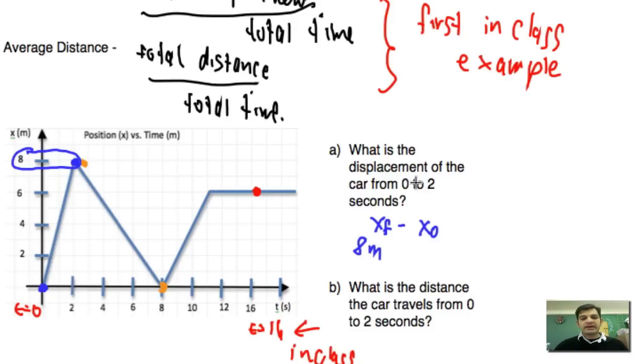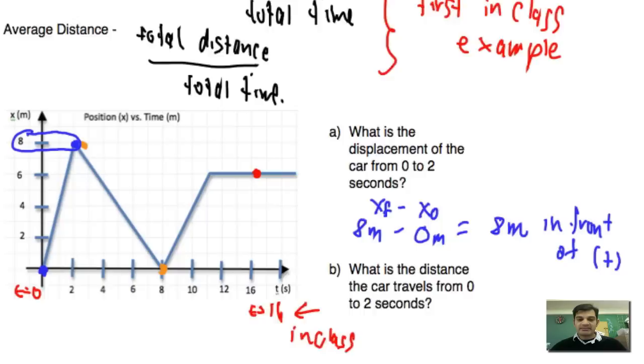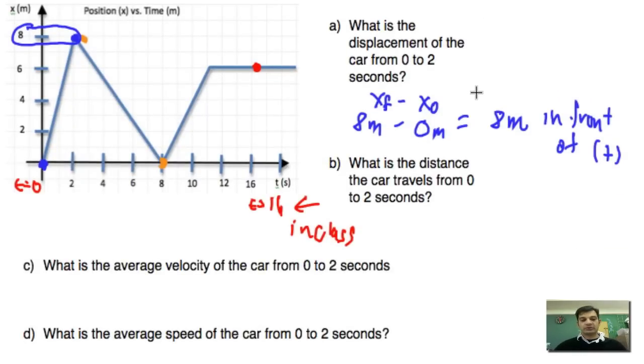And then I say, well, what's my initial position? Well, at time equals 0, I'm actually at the origin. So that's 0. So I say my displacement is 8 meters. Now, in the last lecture, I also told you that displacement has to have a direction. So what I'm going to say is this. Since I'm at 8 and I'm above the origin, I'm actually going to say that this is 8 meters in front of. And that's my way of saying positive. So I am 8 meters away from the origin.